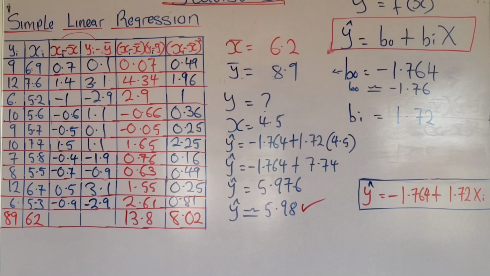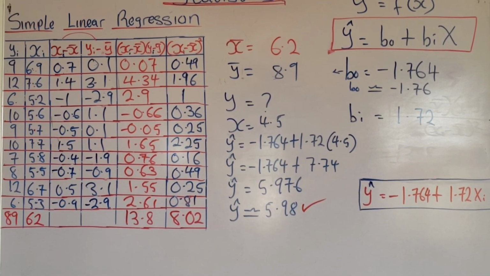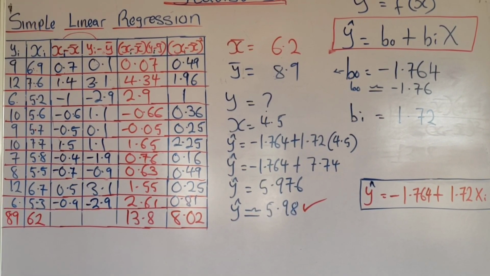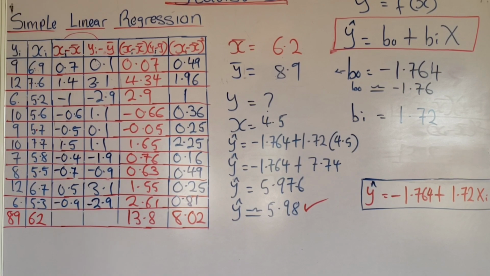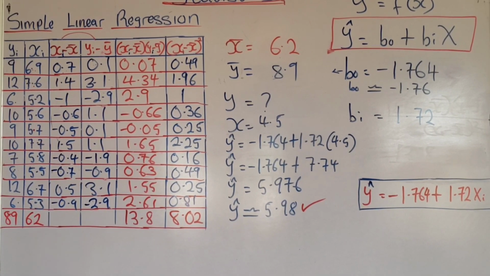Now, so we are done with the second question. So let us proceed to the third question. The third question says we should determine the R squared and interpret our answer. Now, please, I want you to pay attention. To get the R squared simply means the coefficient of determination. You understand?